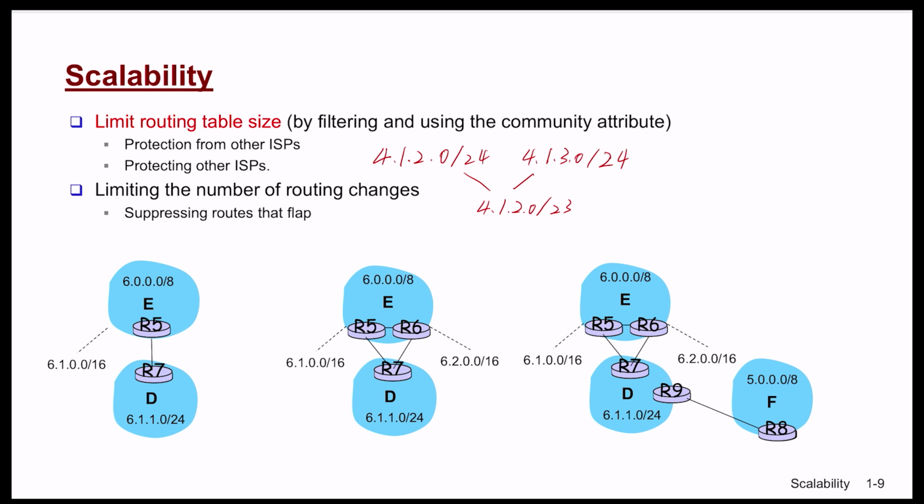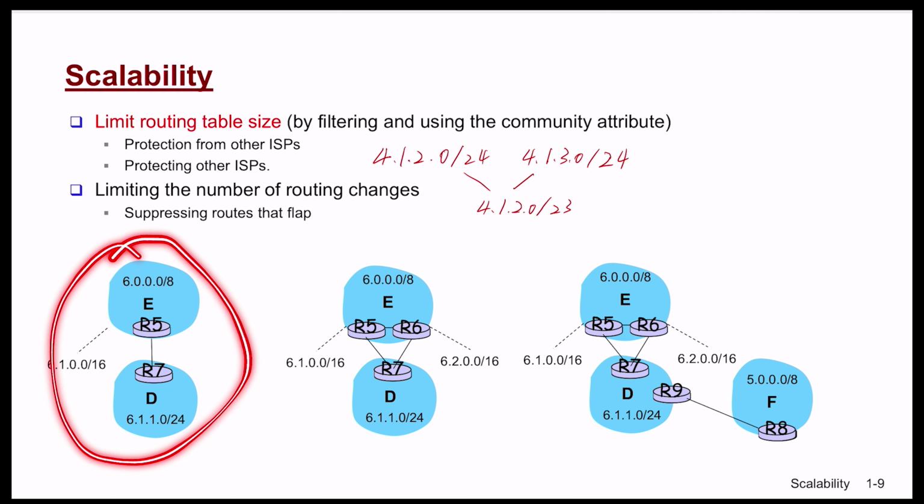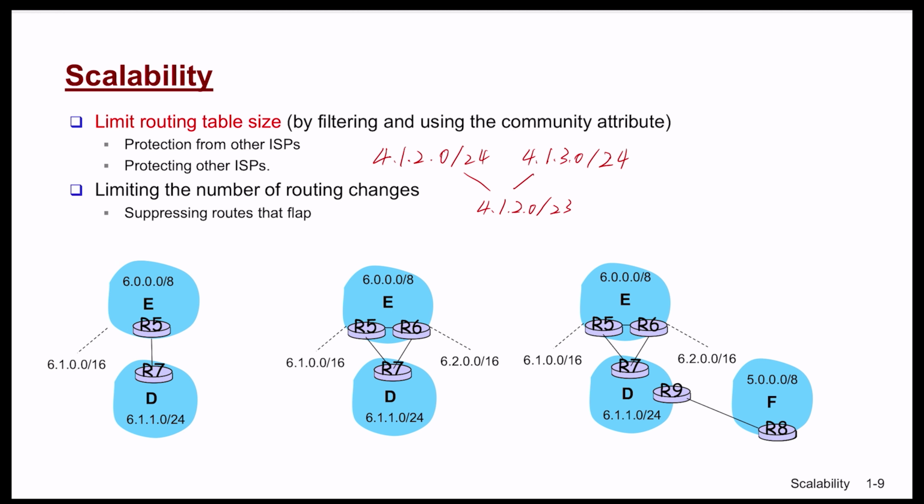This is a scenario when a new customer D is added to E. Suppose E owns prefix 6.0.0.0/8. And E has allocated the subnet 6.1.0.0/16 to R5, and we can discuss the question in three situations. Suppose D has a sole provider E. In this case, we can apply aggregation securely and no new advertisement is needed.